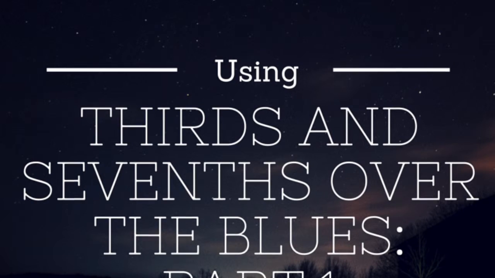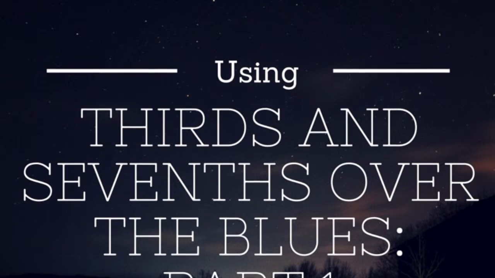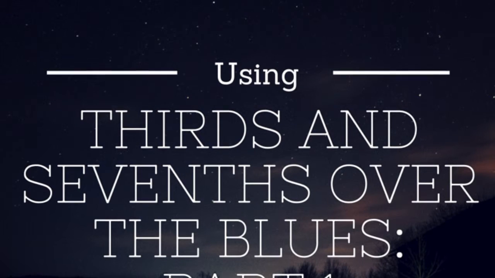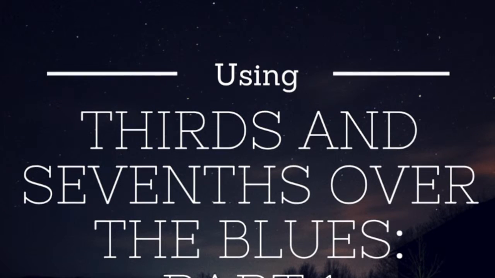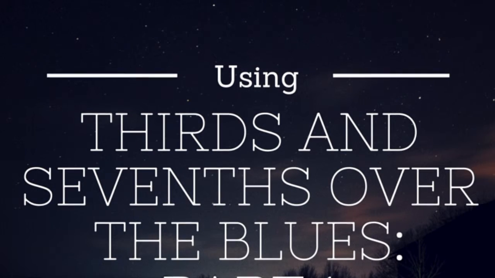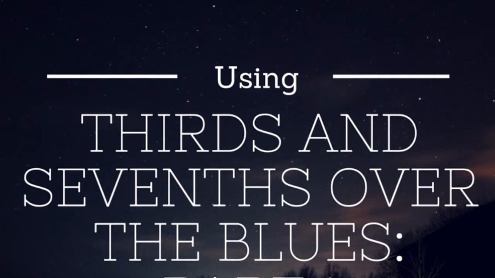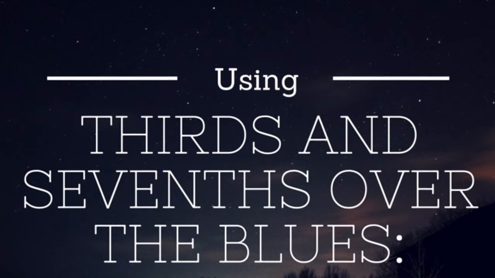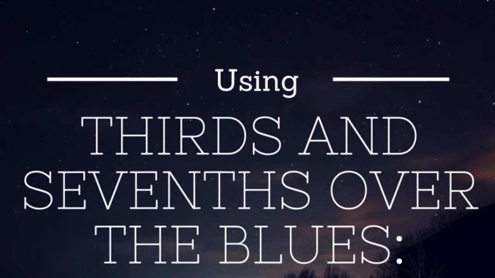Exercise number 3 takes the previous exercise one step further. Now we're using both the third and the seventh in each measure, but still practicing our voice leading concepts. What I want you to pay attention to is the relationship between the notes every time the chord changes. That is really what we are after in this exercise. Here's exercise number 3.